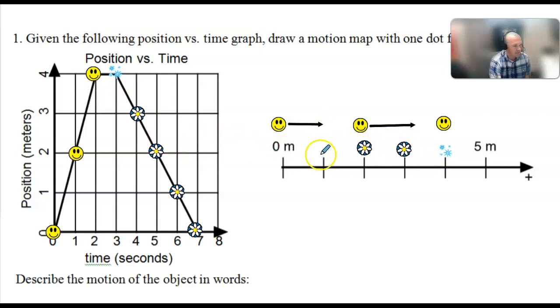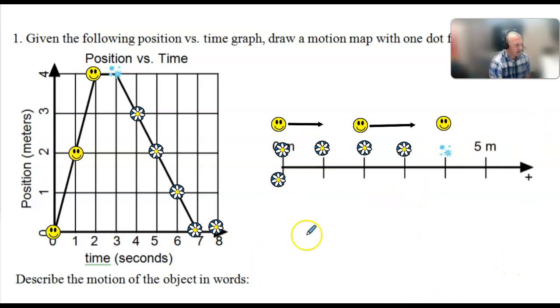Then 2, then 1. And then 0, so this would be 1, 2, 3, 4, 5, 6, 7, 8, or let me see. Yeah, so I think that's okay. So this should be 7, and then I think that's 8 here. There. All right, so that's the motion map of it.